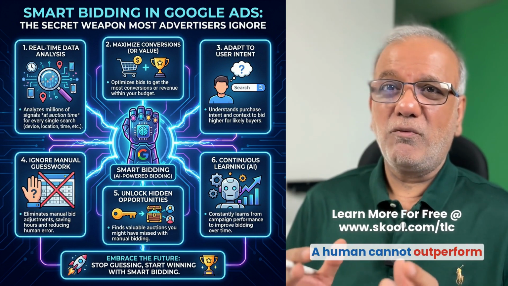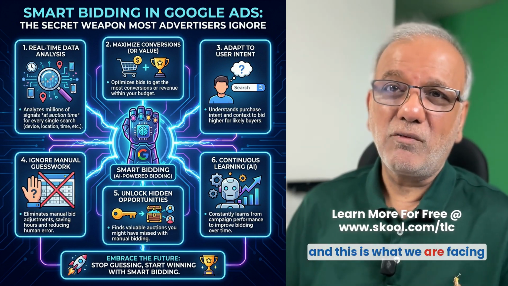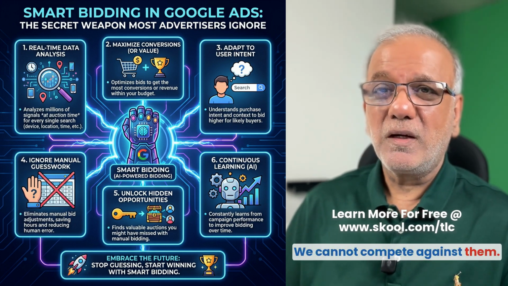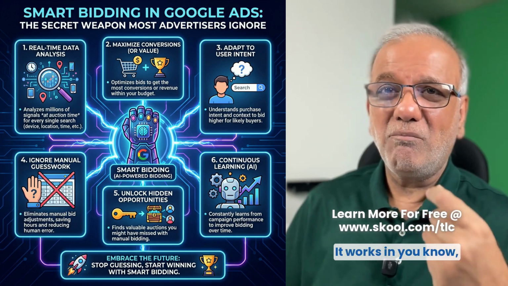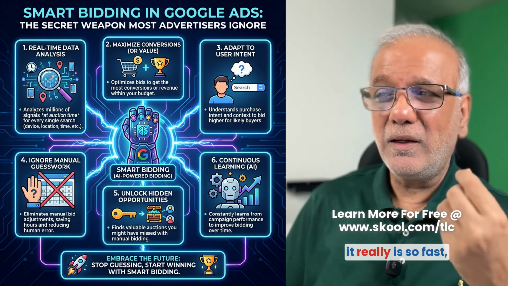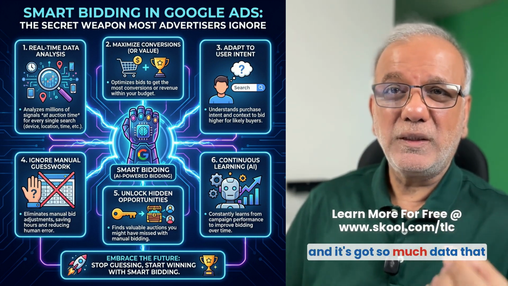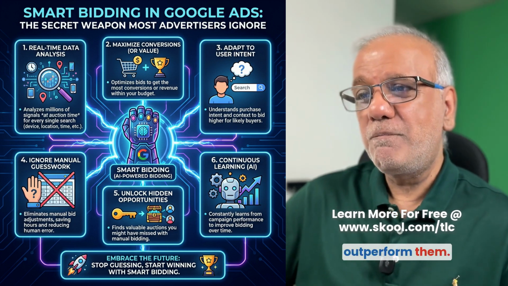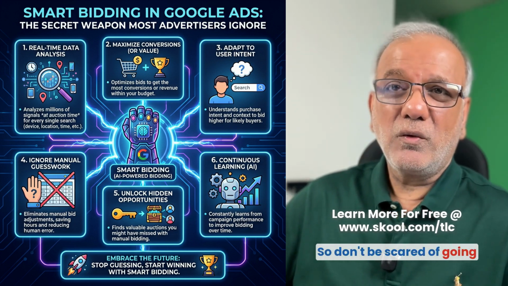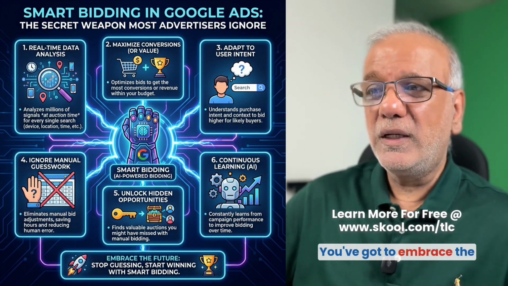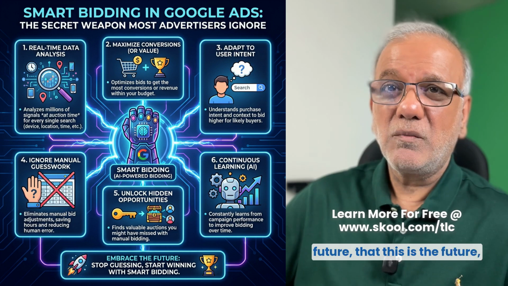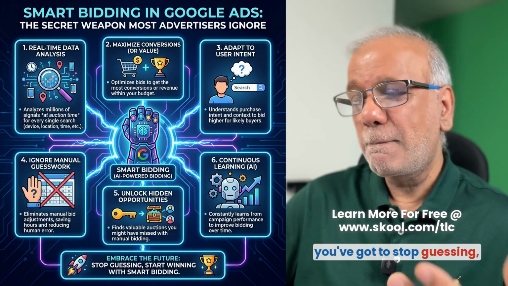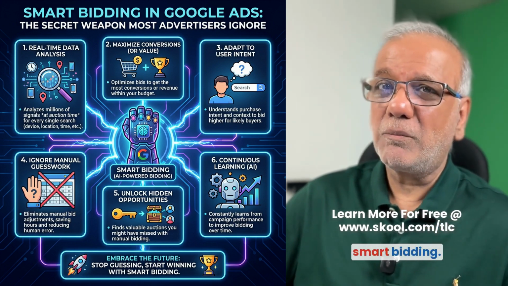A human cannot outperform a Terminator. And this is what we are facing against, is the machines. We cannot compete against them. It works in a micro of a second. It really is so fast, and it's got so much data that there's no way in the world that we can outrun them or outperform them. So don't be scared of going with smart bidding. You've got to embrace the future, that this is the future. And it has been like this for the last few years. You've got to stop guessing, start winning with smart bidding.